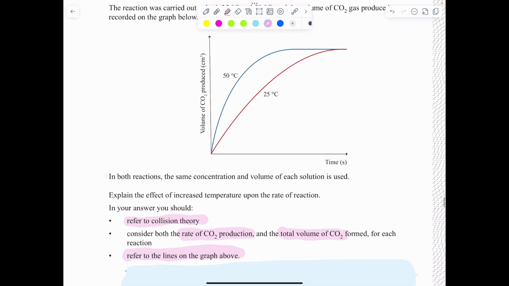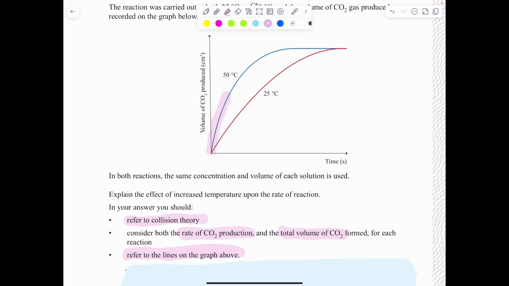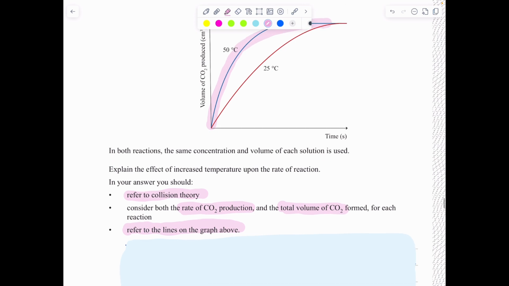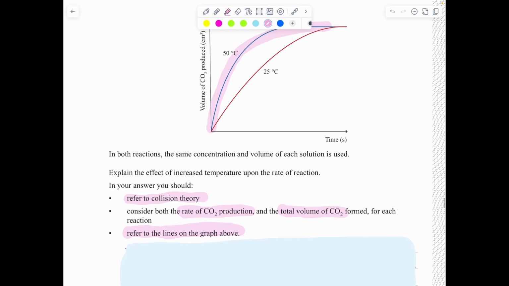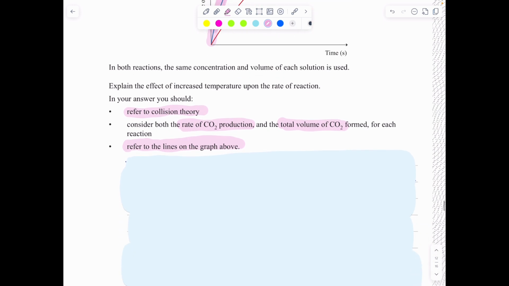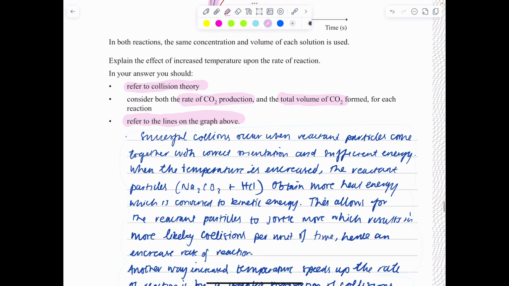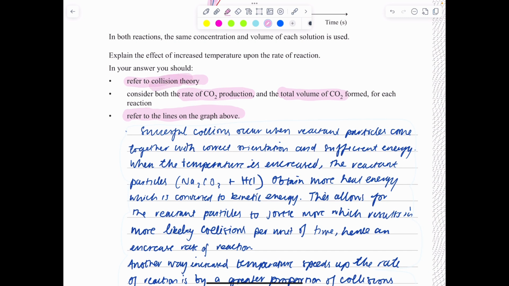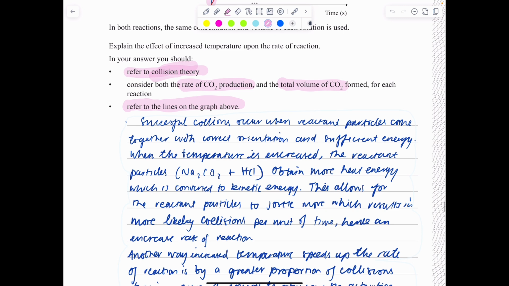So, as you can see, as I've explained before, we've got the reaction occurring at 50 degrees, and it's a lot steeper, and it's a faster rate of reaction. All right, we're going to have to refer to collision theory and why we're observing what we're observing. Okay, so what do we talk about first? I've defined what collision theory is all about, okay, in this upcoming piece. So, successful collisions occur when reactant particles come together with correct orientation and enough energy. That's what collision theory is about.